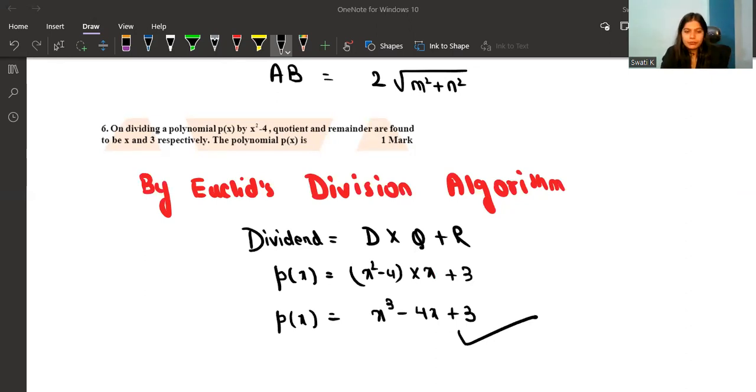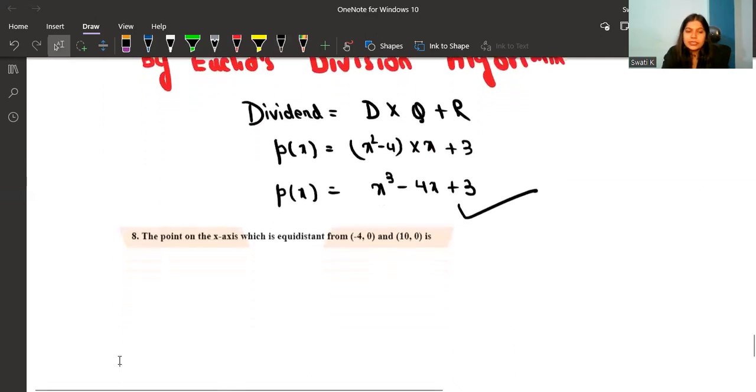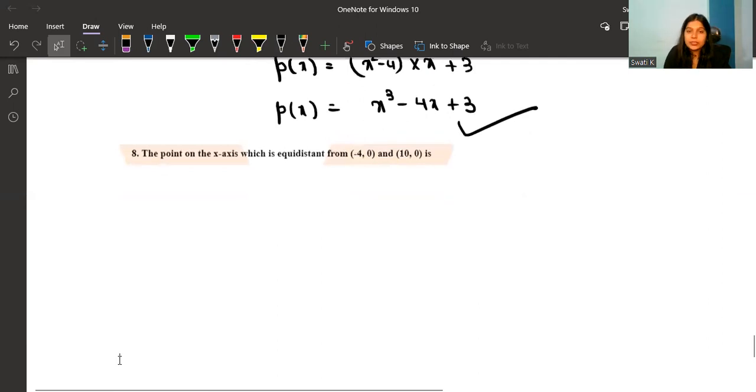In the next question, we have a very simple question. It's basically again related to coordinate geometry. So let me show you the question first. Again, this is a 1 mark question. All right, here it says the point on the x-axis which is equidistant from (minus 4, 0) and (10, 0) is, and we have 4 options. I'll tell you the option later on.